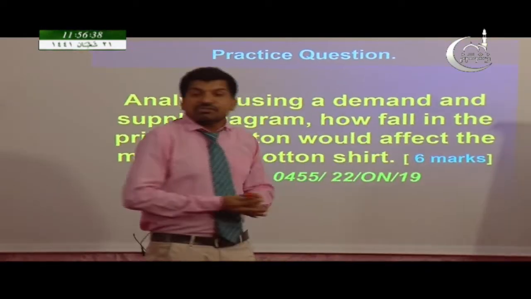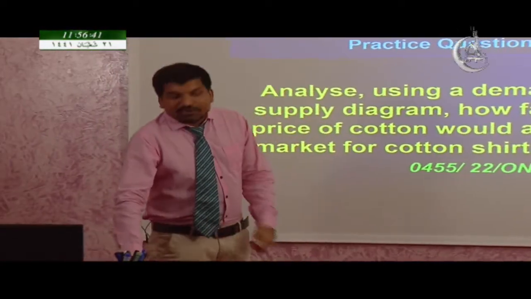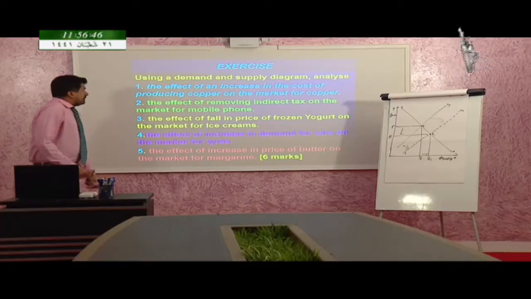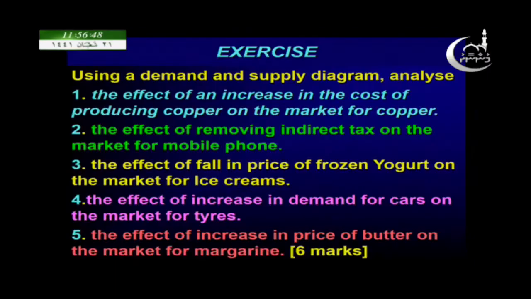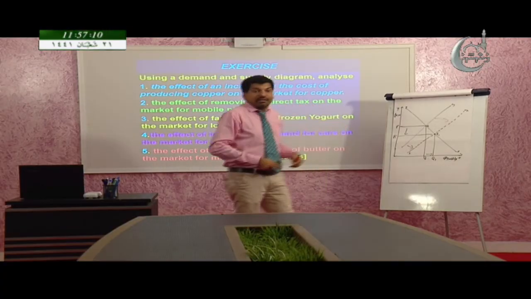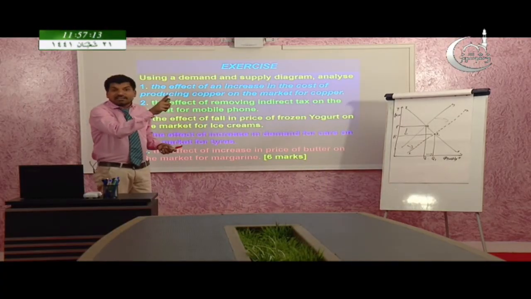These are past paper questions. So I have some questions for you to do. Look at this. First question: using a demand and supply diagram, analyze the effect of an increase in the cost of producing copper on the market for copper. When the cost of producing copper increases, what will happen to the market for copper? In the same way you can use this diagram. So, the demand supply diagram, the initial things first, and you have to know what will happen there, and based on that you can change the curve.